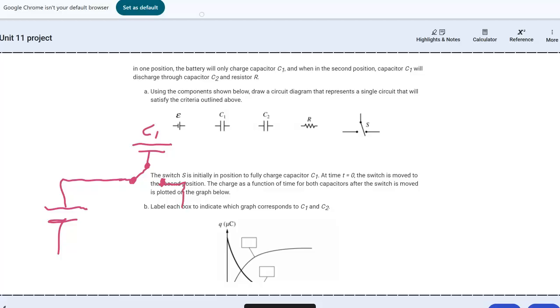this should be resistor R. And then we're going to have C2. And that should be our thing. And when this is closed, it would then discharge through the capacitor through C2. Okay, so that's going to be our little schematic.